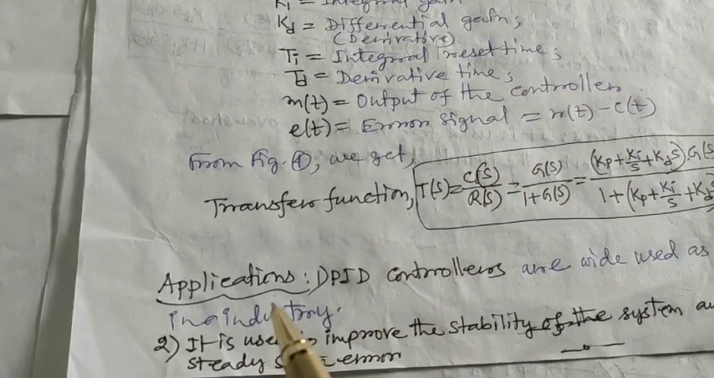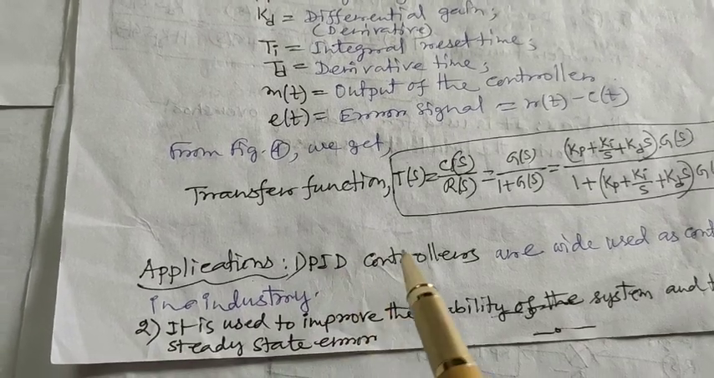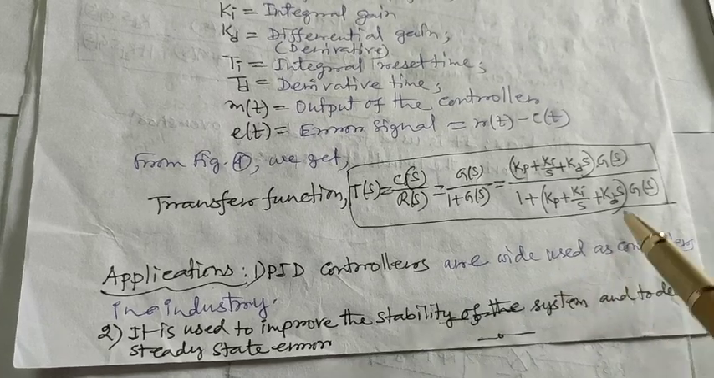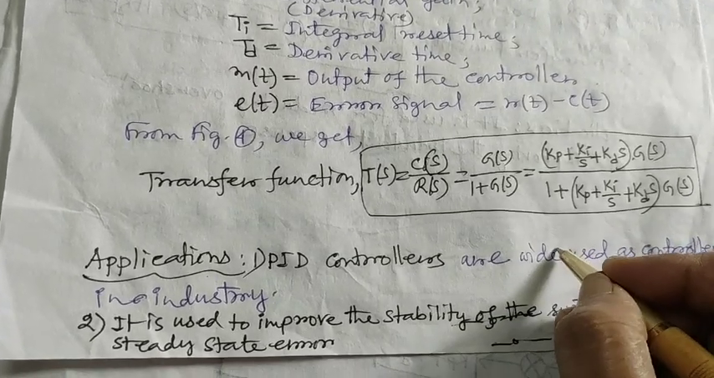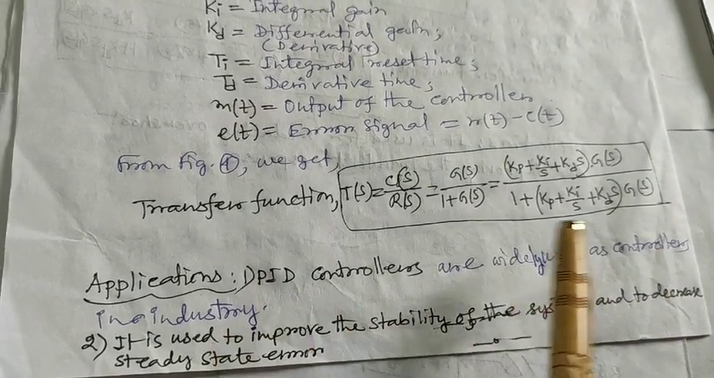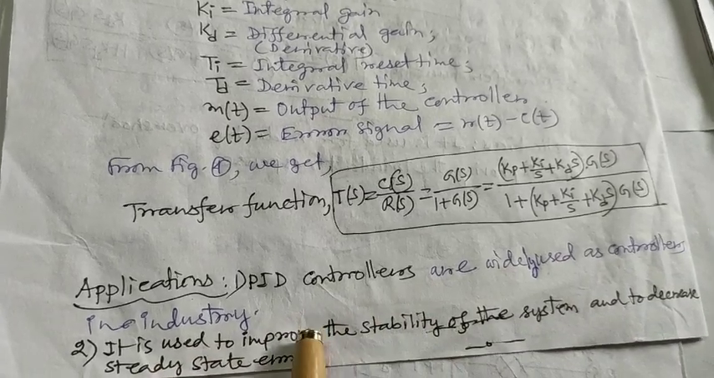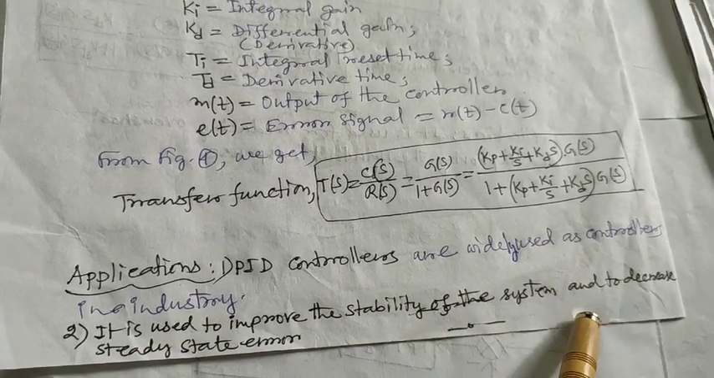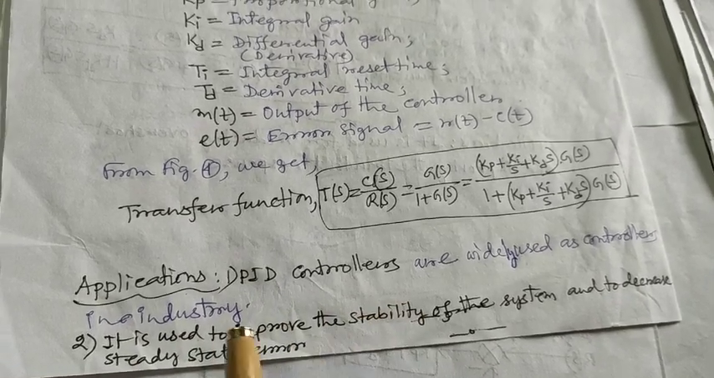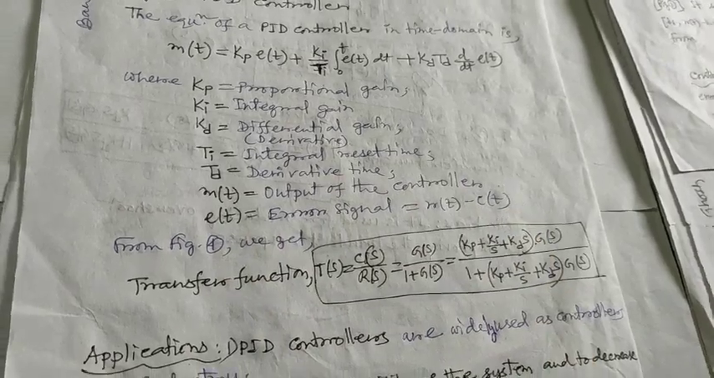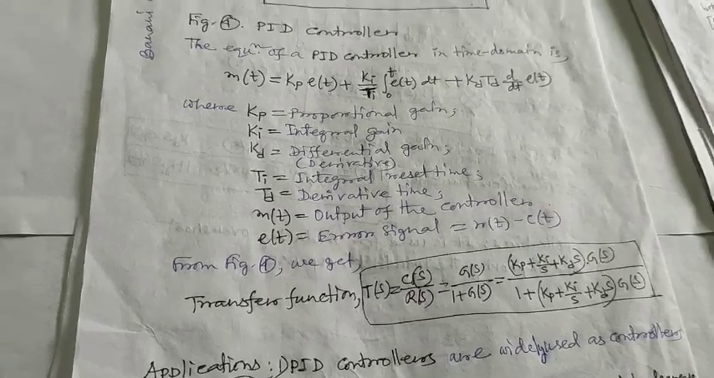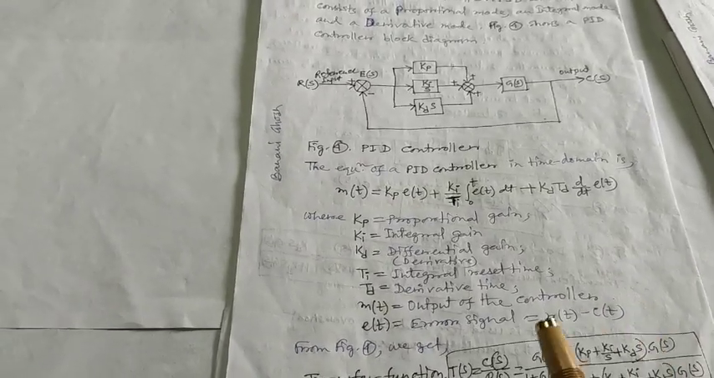Okay. Now applications. What are the applications of the PID controller? PID controllers are widely used as controllers in industry. It is used to improve the stability of the system and to decrease the steady state error. Okay, so these are the applications of the PID controller.